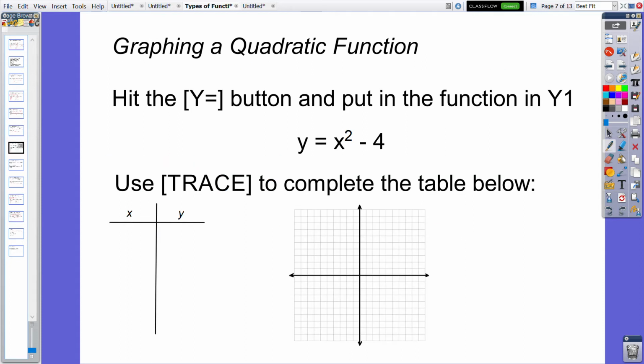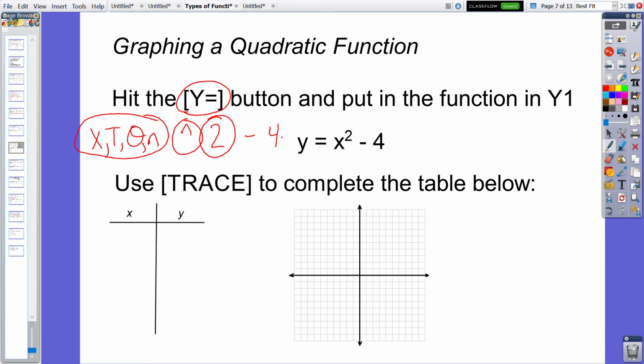Once again, using that TI-84 app, either on your Chromebook or you have one right next to you, you can go ahead and use this. Hit that y equals button. And here's what you're going to do to put in this function, y equals x squared minus 4. You're going to hit that x, t, theta, n button, which is right by your alpha key, the green alpha key. You're going to hit the caret button, which will give you an exponent. All right, and then you're going to hit 2. You may need to hit the right button to get back down to where the bases are. And then, once again, just minus 4. Okay, so here's your keystrokes right here.